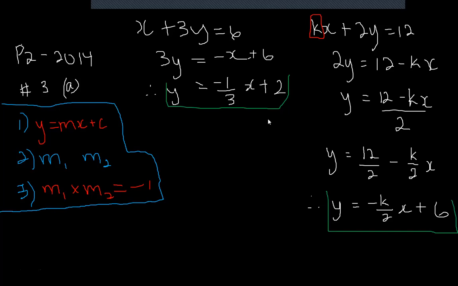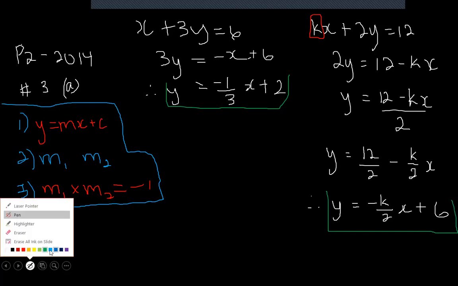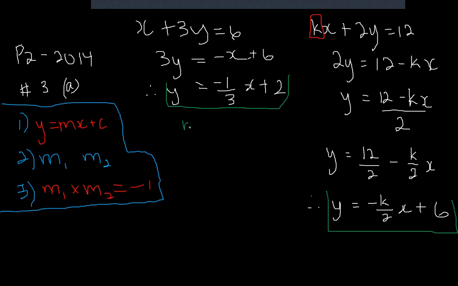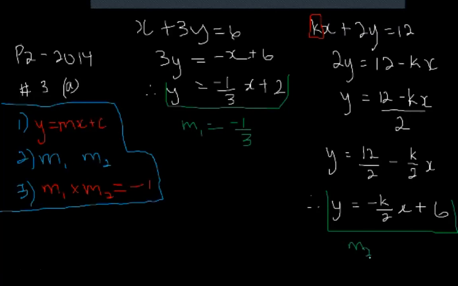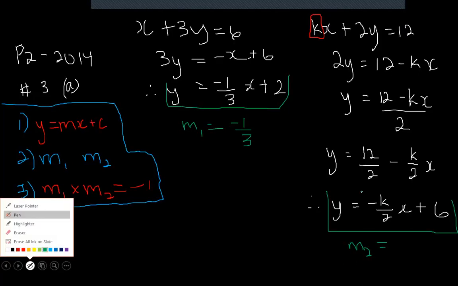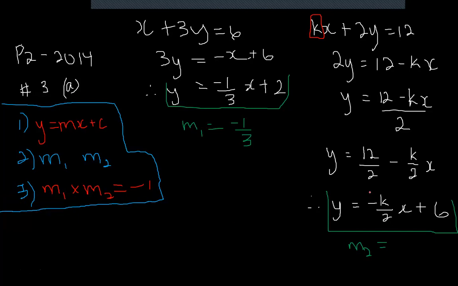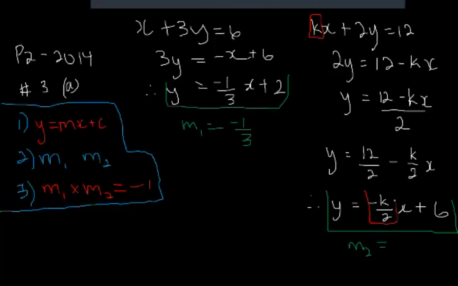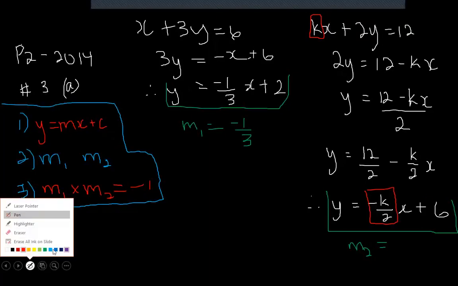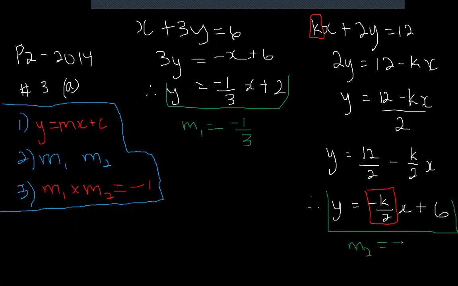Just let me know. Yes. Okay, you understand. Cool. The next step is to identify M1 and M2. Looking at this one, M1 is minus a third. M2, don't be confused just because it has a K in there. It's still, my gradient is still this. So M2 is minus K on 2. Minus K on 2.